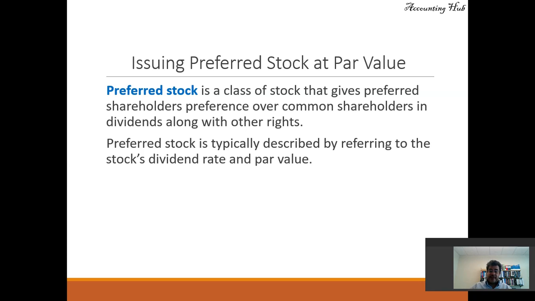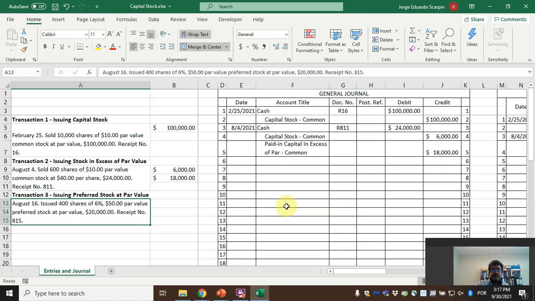We don't have money to pay to all of our shareholders. We pay first to preferred stocks. However, they are non-voting stocks, so they cannot vote on any decision of the company. And it's typically described by referring to the stock's dividend rate and par value. So here, issued 400 shares of 6%. So it means that we will pay 6% a dividend per year. So 6% of the total amount. Preferred stocks at par value $20,000.